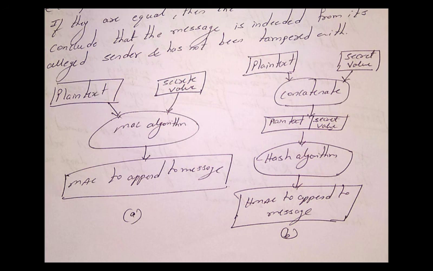So this is all about the authenticator. An authenticator is nothing but the value to be included in a transmitted message. It can be used to verify simultaneously the authenticity and the integrity of a message. So this completes this chapter on cryptographic building blocks.